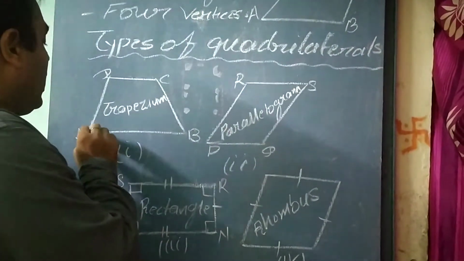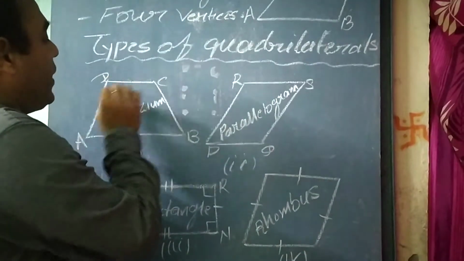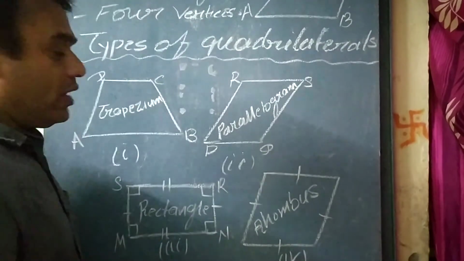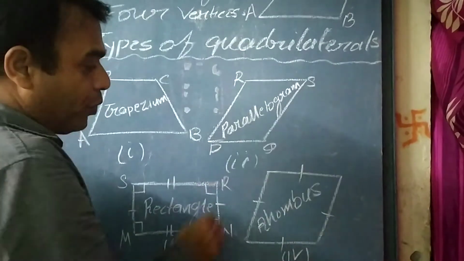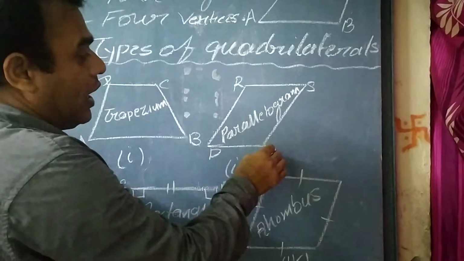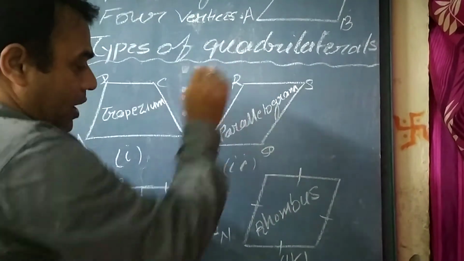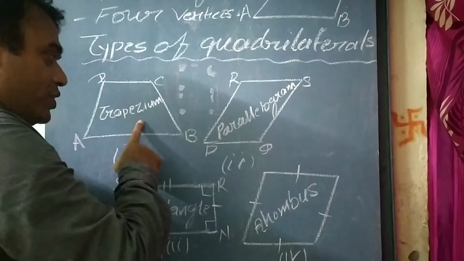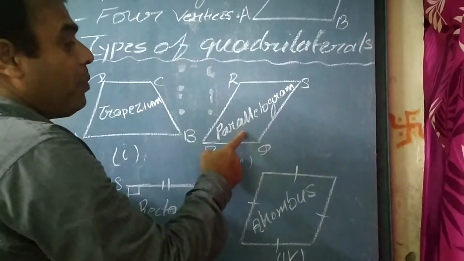A trapezium is a quadrilateral in which one pair of opposite sides is parallel. The other sides are not parallel. So this is a trapezium. But in a parallelogram, the two pairs of opposite sides are parallel. That is, PQ is parallel to RS and QS is parallel to PR. So what is the difference between a parallelogram and a trapezium? A parallelogram can be a trapezium, but a trapezium cannot be a parallelogram.